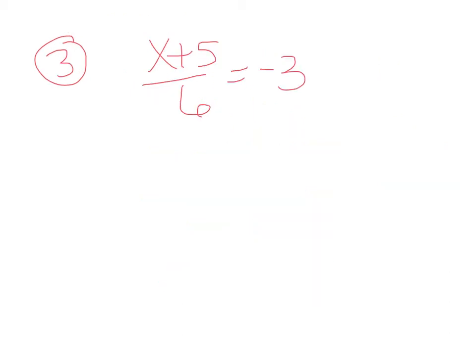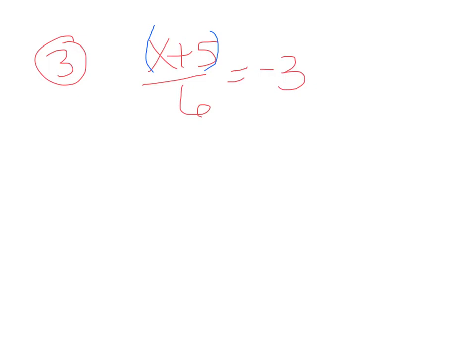Alright, now this one's a little tricky because we have 2 terms in our numerator. So this is like having parentheses. Okay, so normally I'd say get rid of the 5 first, but not in this case. Whenever it's in a fraction like this, you always want to get rid of the denominator first. Okay, always get rid of the denominator first.